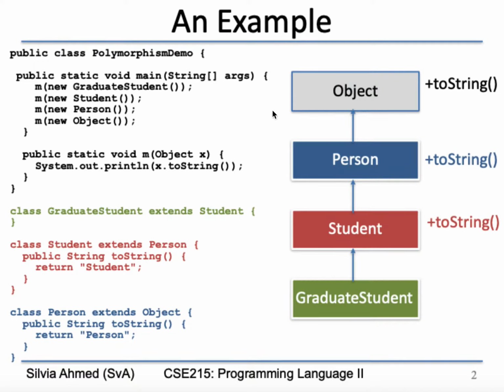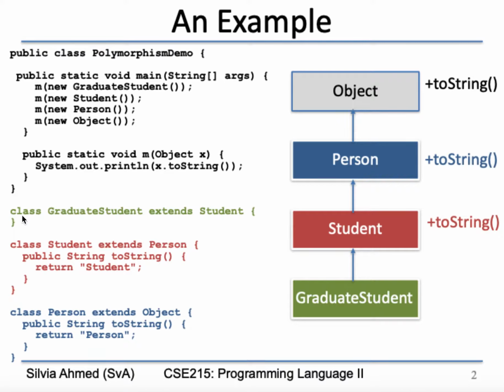Hopefully you have come up with this same figure. So let's examine the code. We have one public class PolymorphismDemo, inside of which we have the main method and also a method named m. Inside the main method, we call the method m and we pass different objects each time.